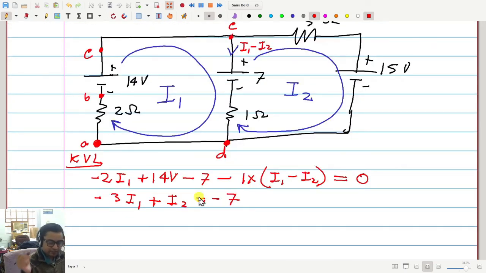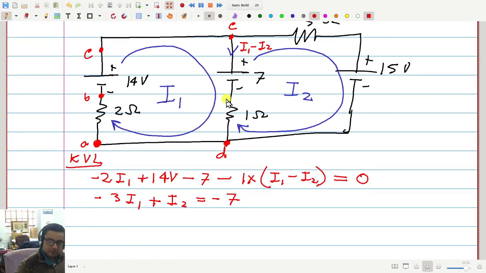Sir, if we exchange the position of the 1 ohm resistor with the 7 volt battery, does it change anything in the circuit? In this particular case, nothing will change. But can we use this approach every time, that we exchange the resistor with the battery? Yeah, you can. No problem.